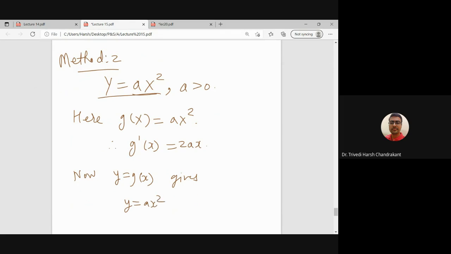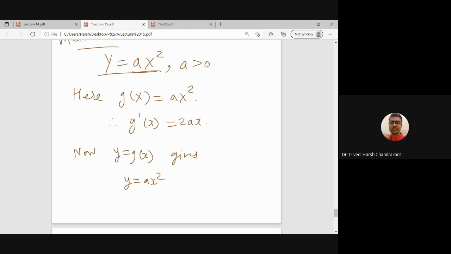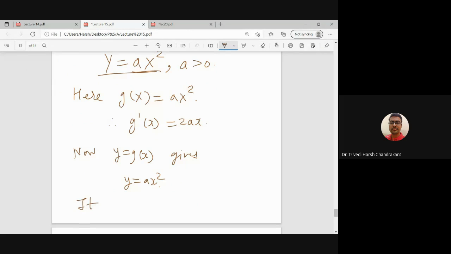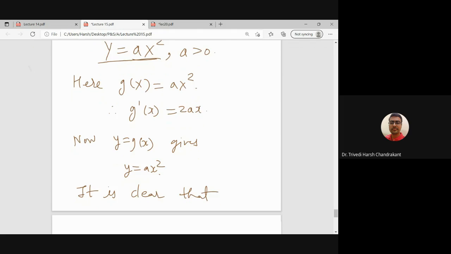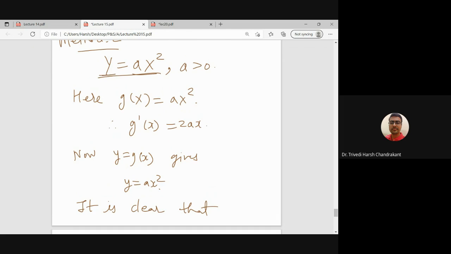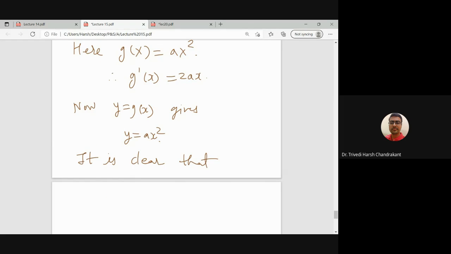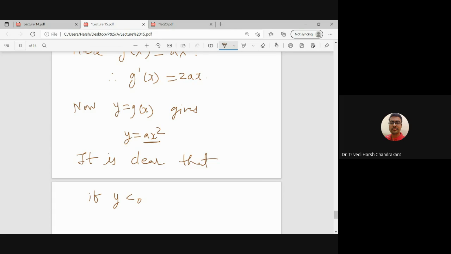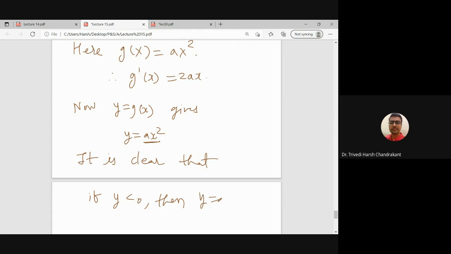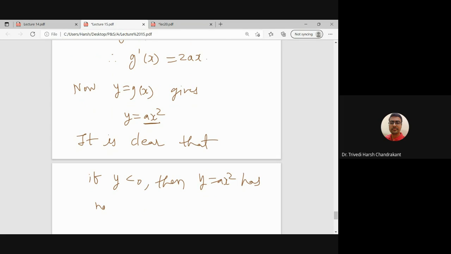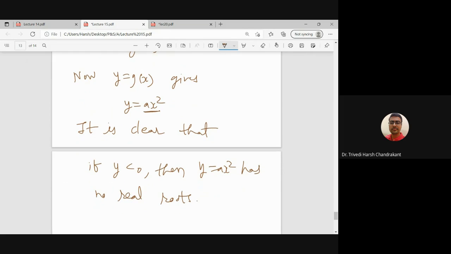y equals ax square. So this is the equation of a parabola where a is positive. So we need to find all possible x in terms of the given y. So it is clear that y is a real number in the range of the random variable capital Y. So since a is positive, this number is positive. So it is clear that if y is less than 0, then y equals ax square has no roots.